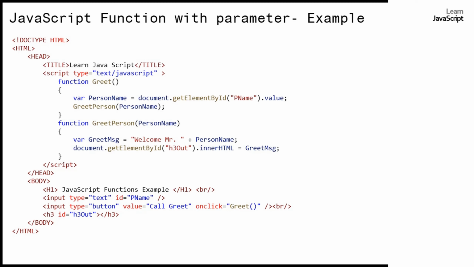Alright, now let us go to the demo. If you see here, the onClick event is calling the greet method. And the greet method, after retrieving the value from the text box, is making a call to the greetPerson function. So here the greet function is calling the greetPerson function. Then we already saw greetPerson. Alright, now we will go to the demo.